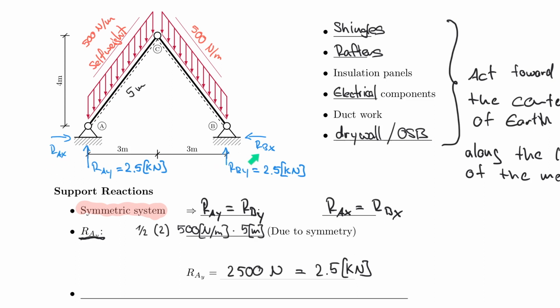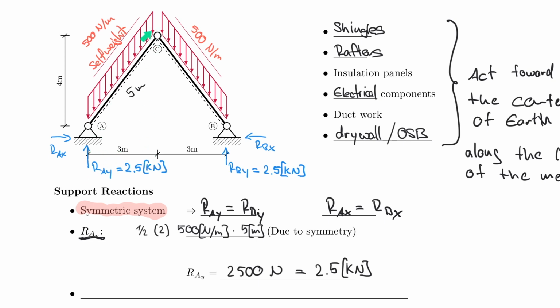But the question now is, how much is RAX and RBX? If we remember from our last lecture, when we have systems like these, frames with a hinge in the middle, or anywhere for that matter, we can always take the sum of the moments about that point and use the condition that the moment is equal to 0 at that hinge. And so I can just take half the system and rotate about C. So I'm going to take the left side here, RAX, which has a lever arm of 4 meters about that point. RAY has a lever arm of 3 meters.